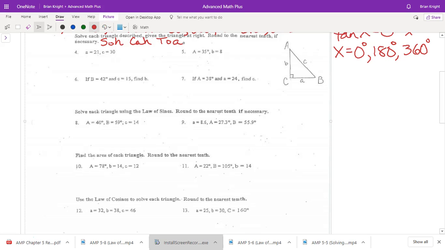So, B, I don't have a lot of room here. B will equal the square root of a squared, 21 squared, minus 30 squared. Is that right? No. Why is that not right? Very good. It should come what? First. The bigger number comes first. Excellent, Natalie.